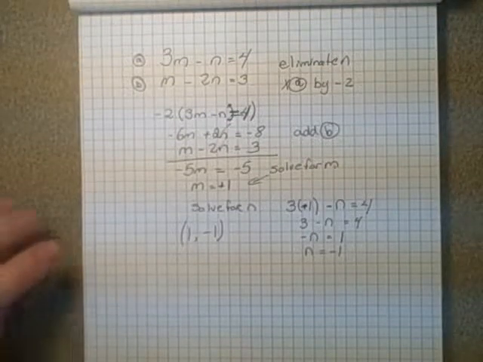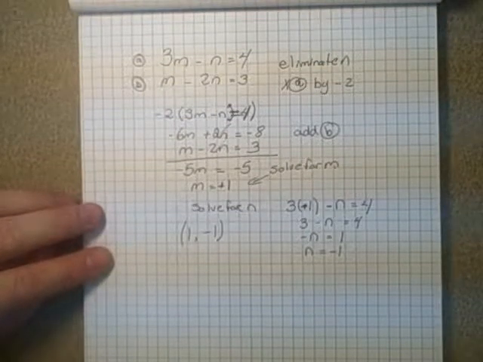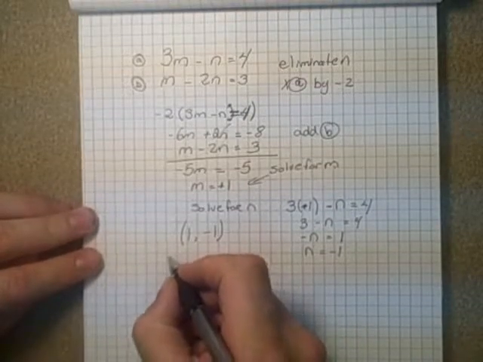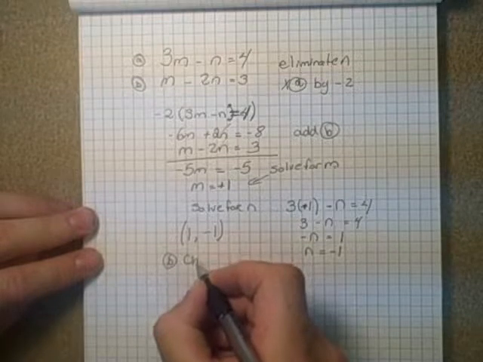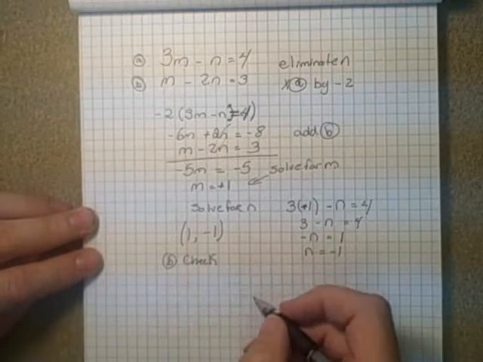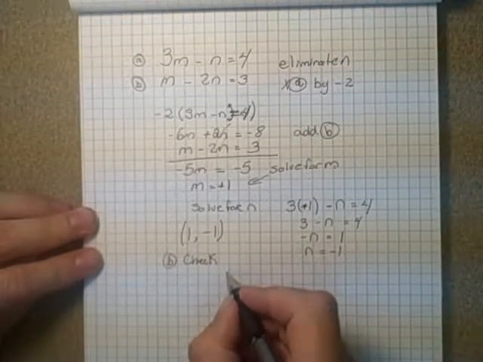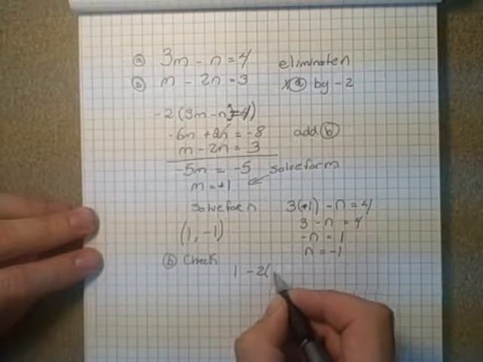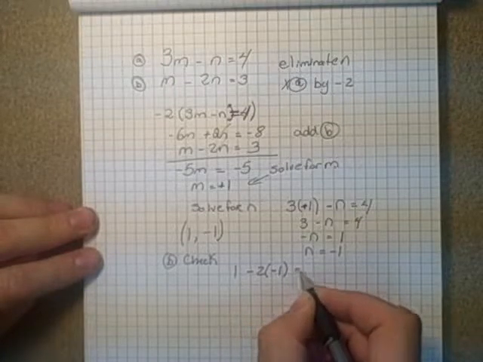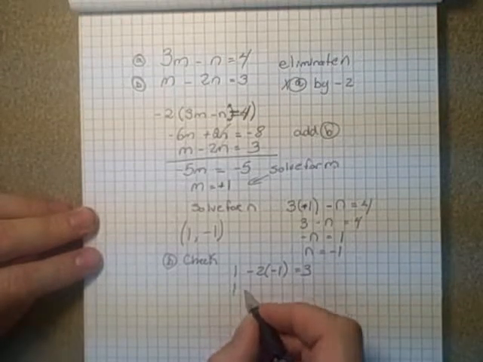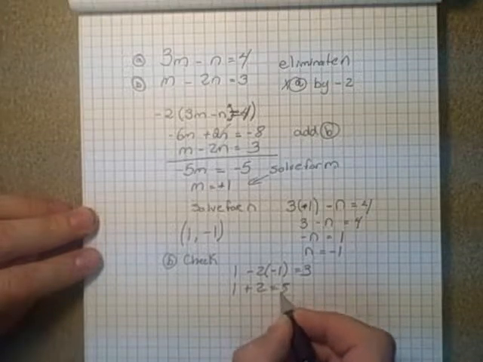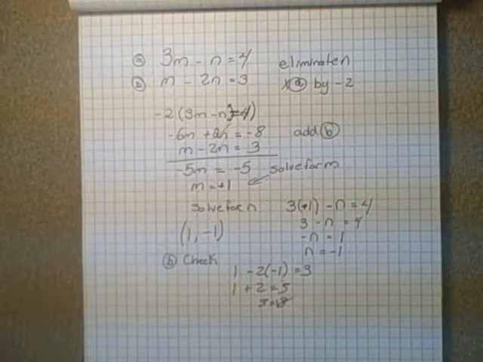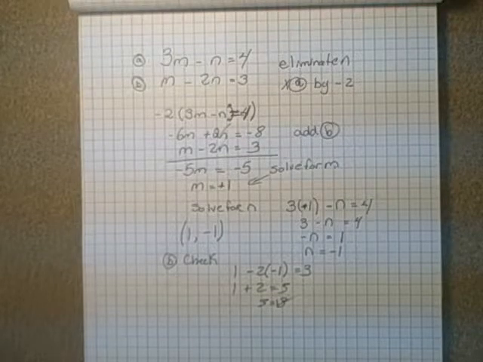Okay. Now we can check that using our equation B. Make sure we're okay. So we have m, which is 1, minus 2 times -1 equals 3. So 1 plus 2 equals 3. 3 equals 3. So there's 2 examples of solving equations by the method of elimination.